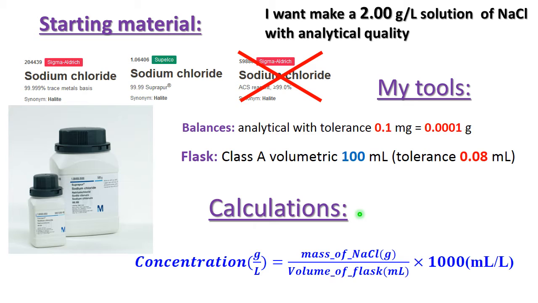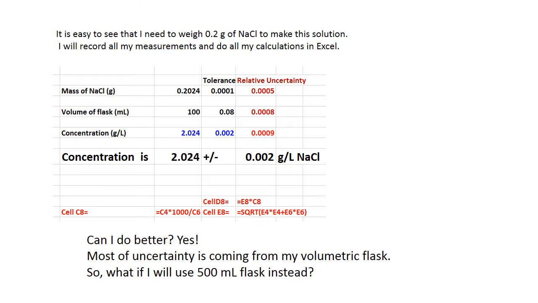Calculations are very simple. Concentration in grams per liter would be the mass of sodium chloride I weighed in grams divided by the volume of the flask. And then I want to convert mls into liters. It's the very usual magic number 1000. Now it's easy to see that I need to weigh around 0.2 grams of sodium chloride to make this solution.